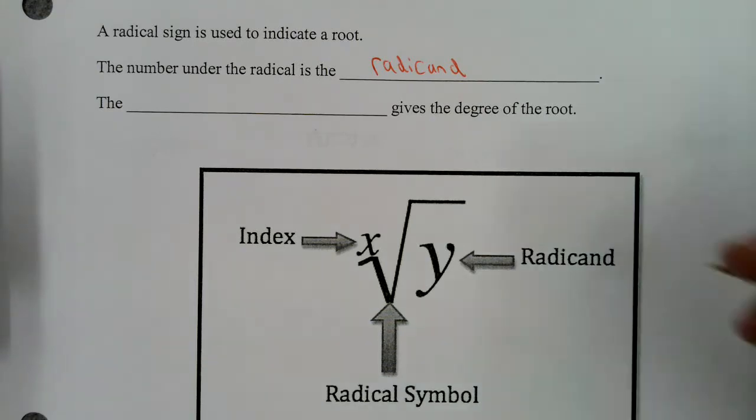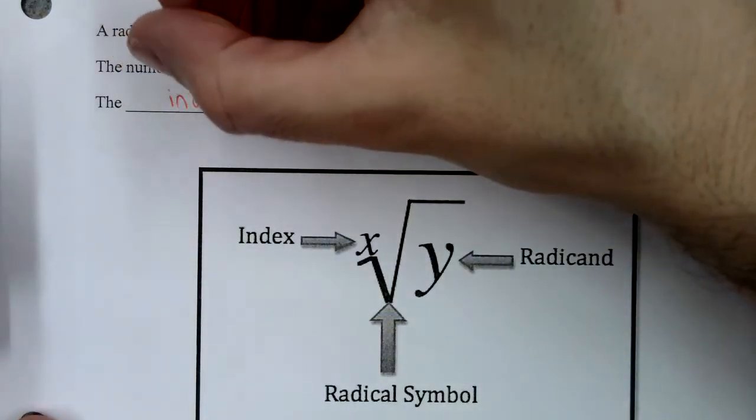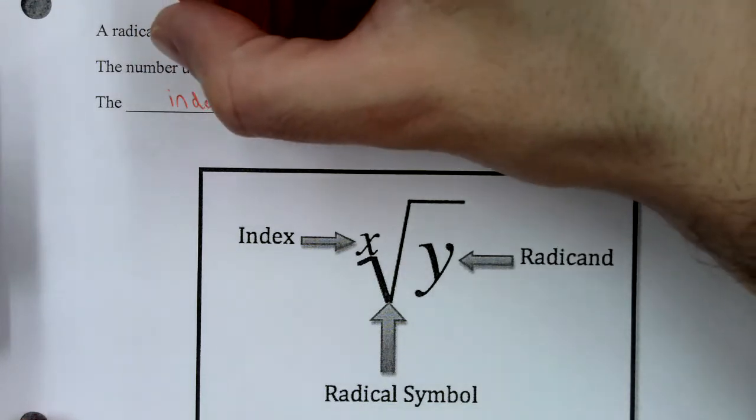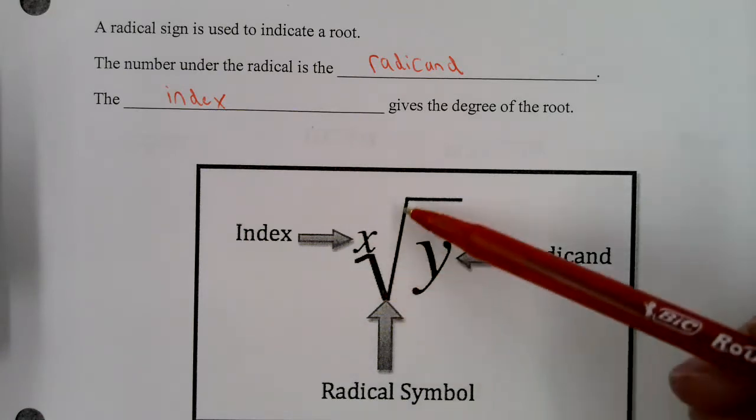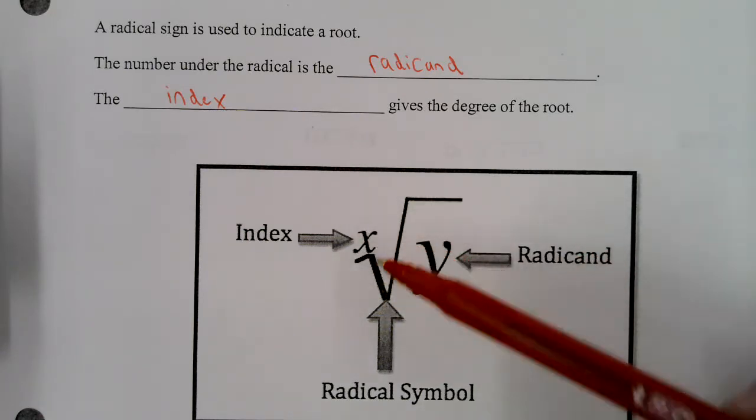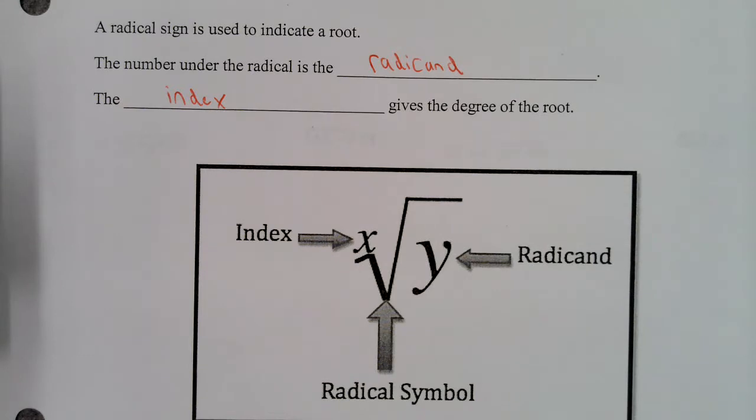And the index, which is labeled below. The index gives the degree of the root. Okay, if there's no index drawn, then it's implied to be a 2. Think back to all the times you saw square roots. There was never a 2 right there. So if there's no number right there, then the index is implied to be a 2.